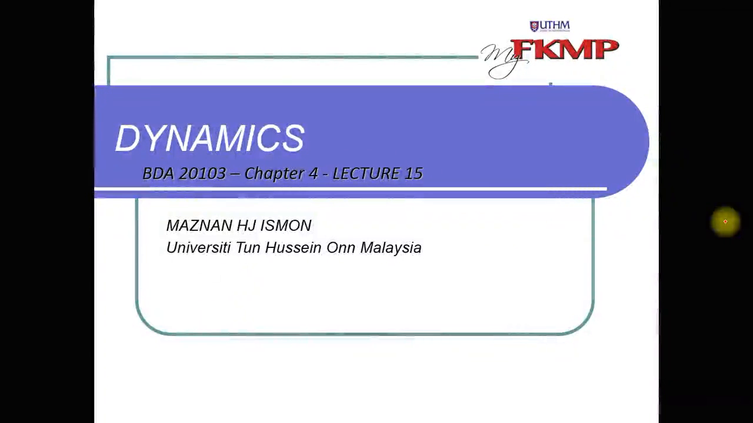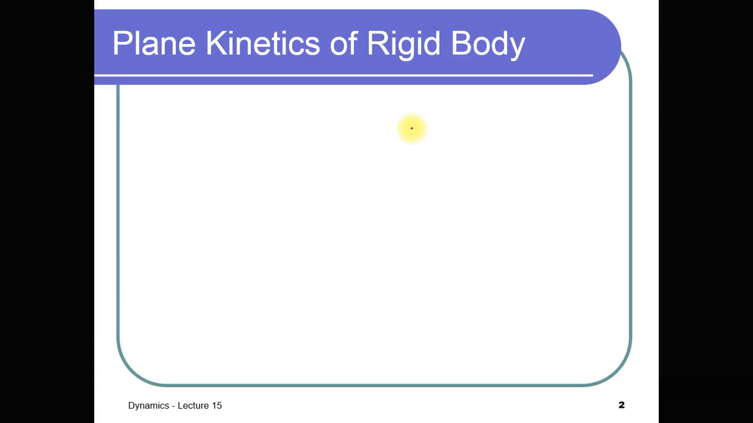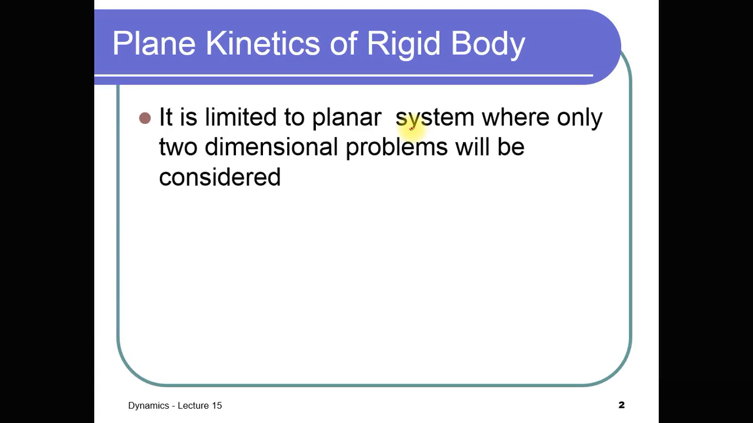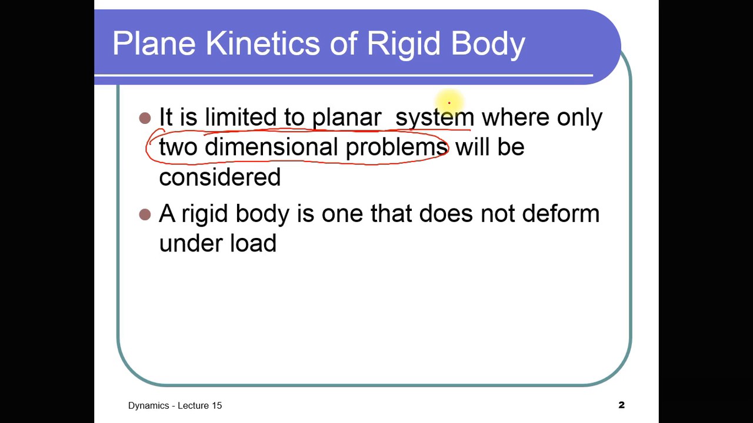We will continue to lecture 15, still in chapter 4 under the kinetics of a rigid body. What we will study now is limited to the planar system, so we will look into the two-dimensional problem only. Two-dimensional problem only will be considered. And as you know, a rigid body is one that does not deform under certain load.